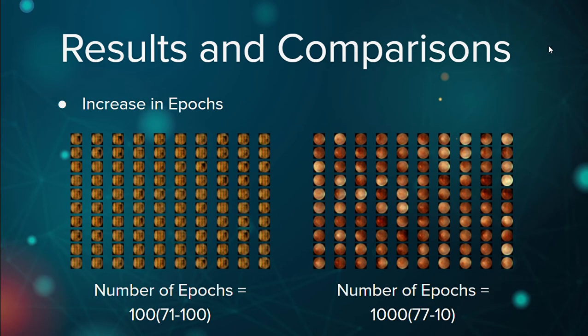Increase in epochs. As we increase the number of epochs, the clarity of the images is increasing. That is, the images are becoming more clear. So we can conclude that it is advisable to use more epochs, but not too much. The images shown on the left are when the number of epochs is equal to 100, and the images shown on the right are when the number of epochs is equal to 1000. As we can see, the images on the right seem to be a lot clearer when compared to the images on the left.